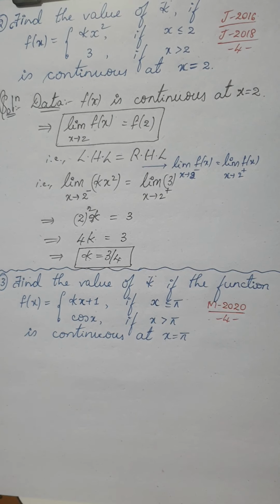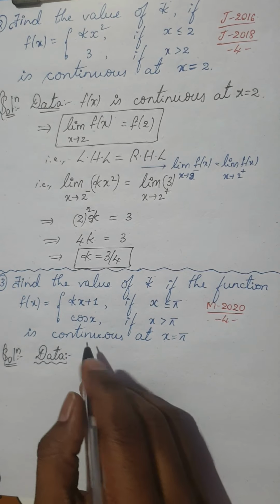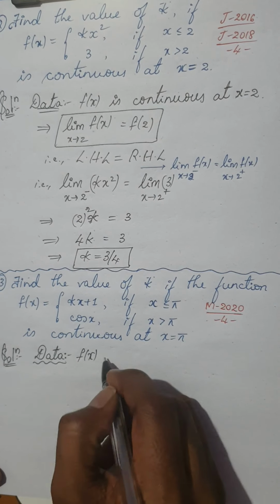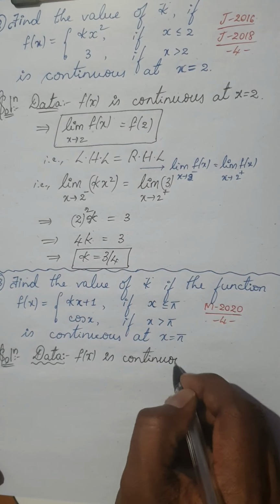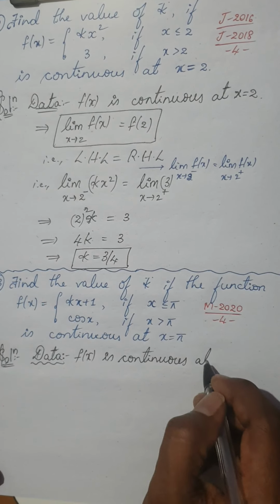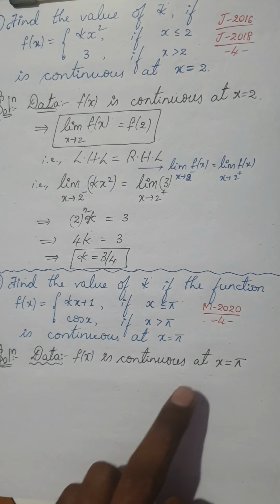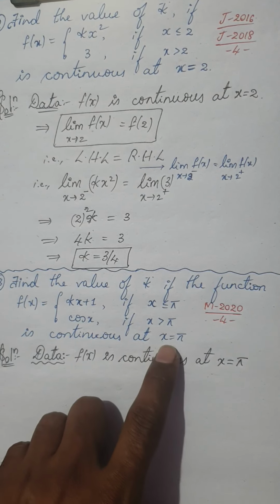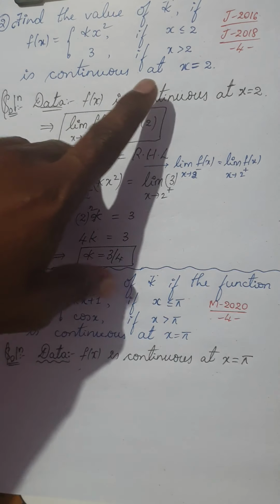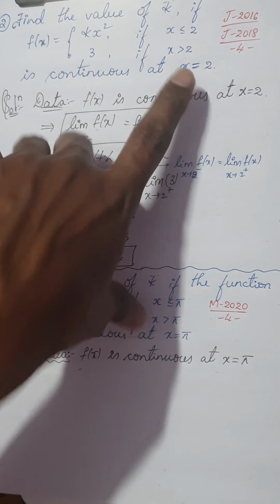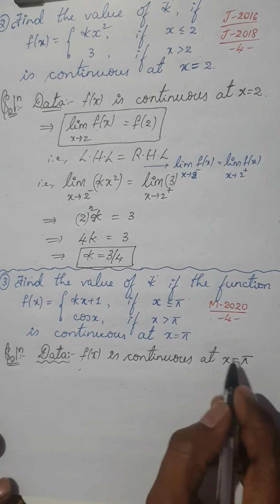As usual, we write the data first. So what is the data? f of x is continuous at x equal to pi. Remember, you have to write whatever value it is continuous at for that problem. Here it was continuous at x equal to 2 earlier, but in this question the function is continuous at x equal to pi.